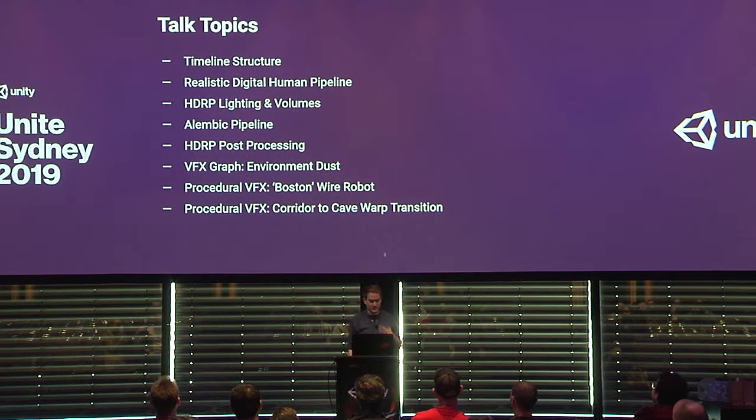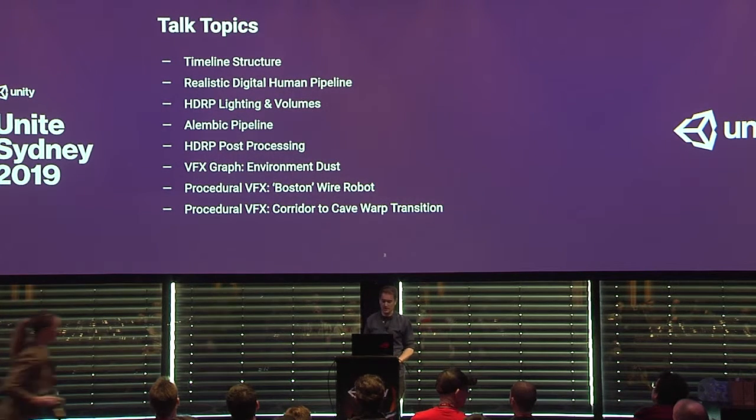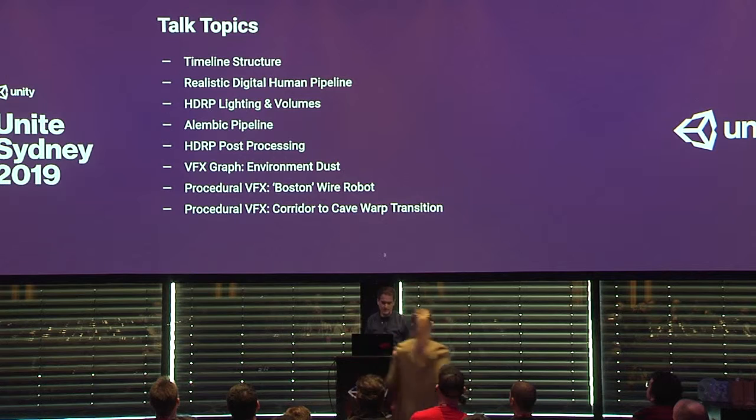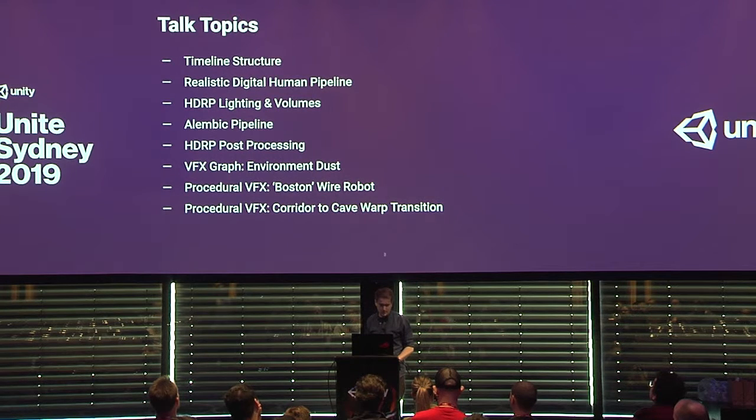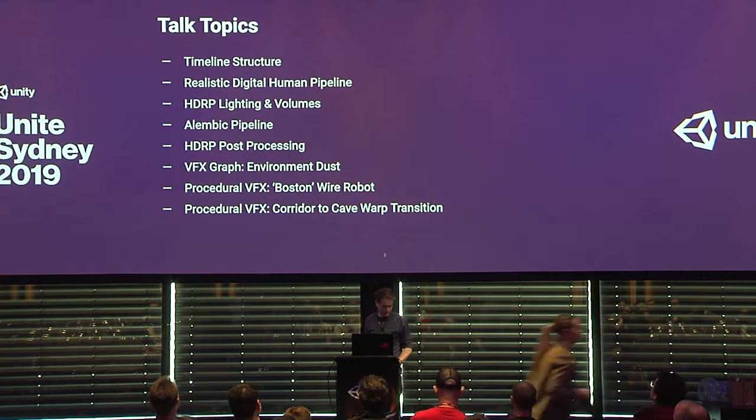So a lot of the topics I'm going to talk about, I'm going to go more in depth, but other things I'm going to skim. I'm going to talk about the timeline structure of the project, because they use it very heavily. The pipeline for creating the results of the realistic digital humans. I'll talk a bit about HDRP lighting and volumes, although that was shown in the keynote, so not as much. Talk a little bit about the Alembic usage and their pipeline that they used to create this.